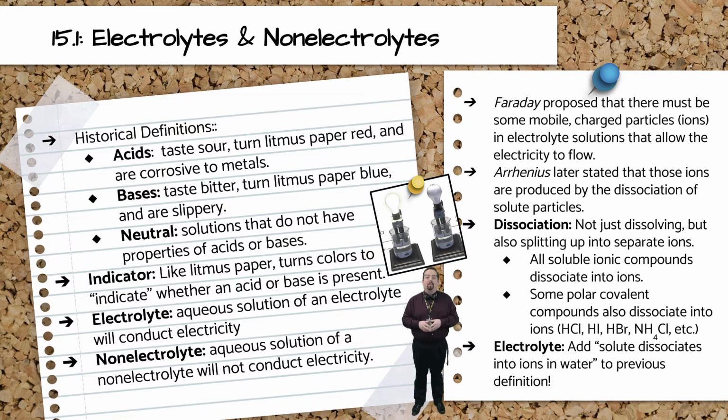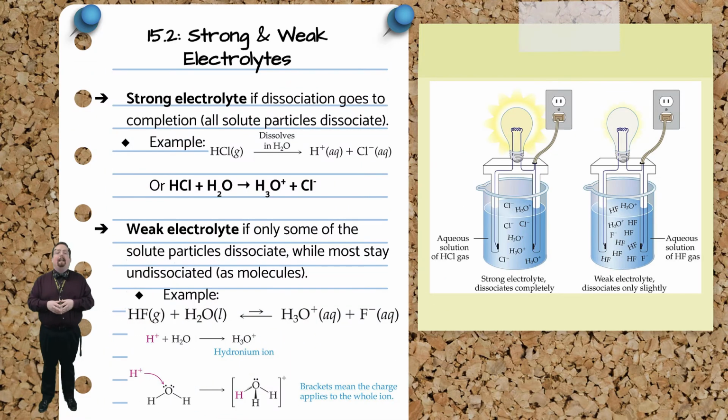With Arrhenius' work, we can now expand our definition of electrolytes and non-electrolytes to say that electrolytes are substances that, when dissolved in water, produce ions which allow an electrical current to flow through the solution. Non-electrolytes do not produce ions when they dissolve in water, and therefore do not allow for the flow of electrical current. Electrolytes can be classified as strong or weak.